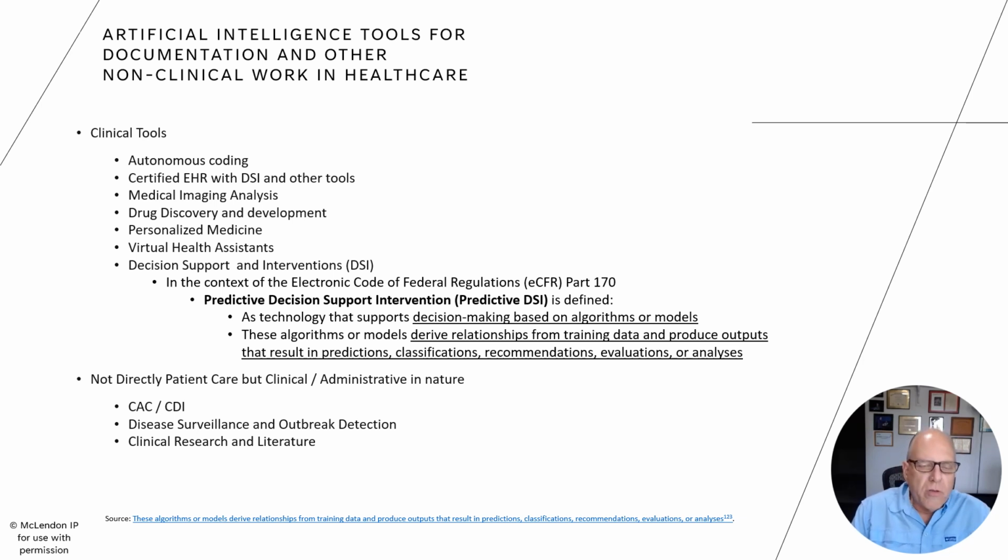Disease surveillance and outbreak detection across large populations of data certainly can look for bumps in that, and maybe the system raises its hand and says we've got something going on, and have a human take a look at it. Clinical research and literature reviews, things like that. Lots of AI uses in there as well.